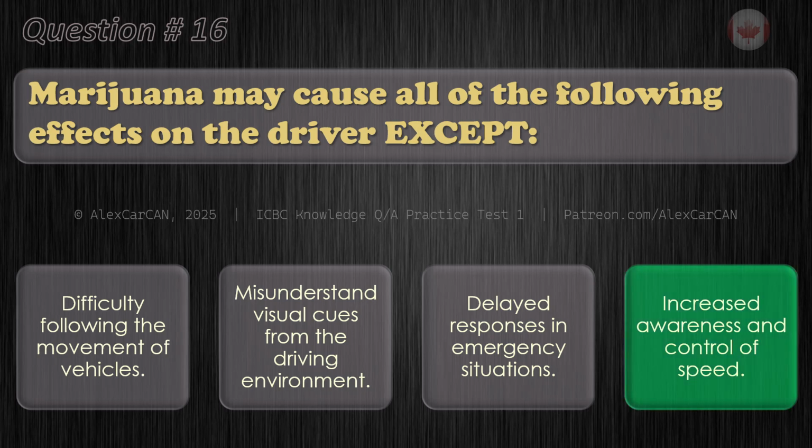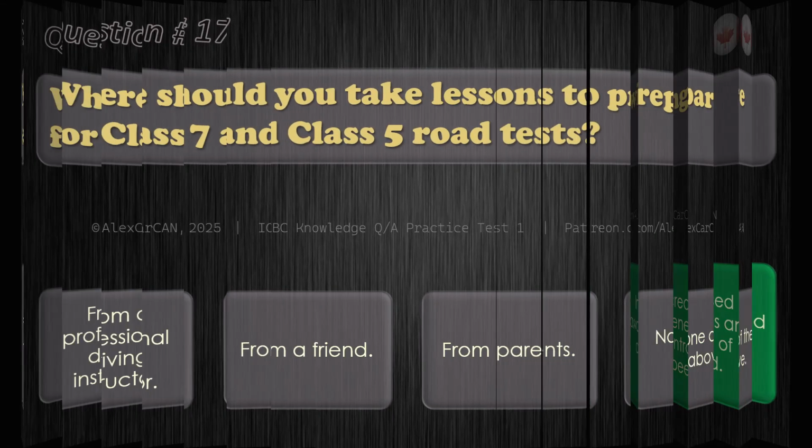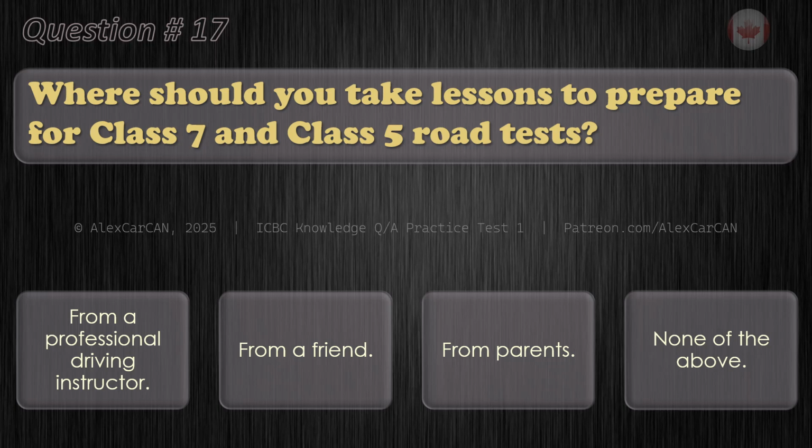The correct answer is increased awareness and control of speed. Question number 17. Where should you take lessons to prepare for Class 7 and Class 5 road tests? From a professional driving instructor. From a friend. From parents. None of the above. The correct answer is from a professional driving instructor.